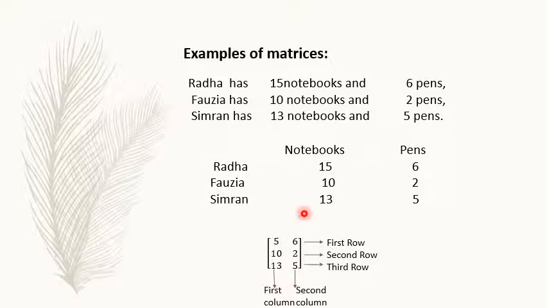So, this representation is more helpful for us. So, we converted this information to a matrix. So, this is a matrix having 3 rows and 2 columns. Here, this 15 is one of the entries. 6 is another entry. 10, 2, 13, 5 all are entries in this matrix.